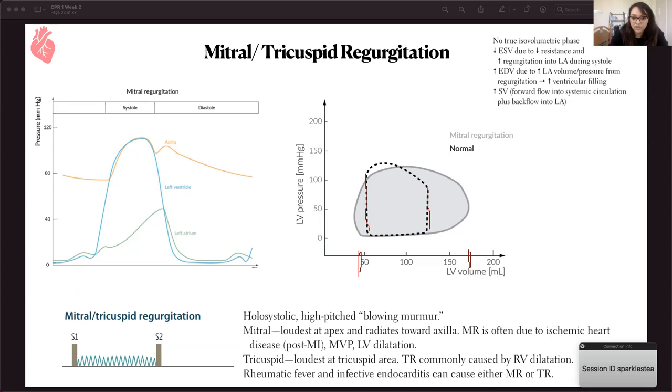So if I'm increasing my end diastolic volume by more than I'm decreasing my end systolic volume, you're going to get an increased stroke volume. And again, just that formula should always just be kind of in the back of your head. And then for tricuspid, again, loudest at the tricuspid area, and it's usually going to be right ventricular dilation. And if you think about where the tricuspid valve is, it makes sense. And rheumatic fever is going to be a buzzword for these.